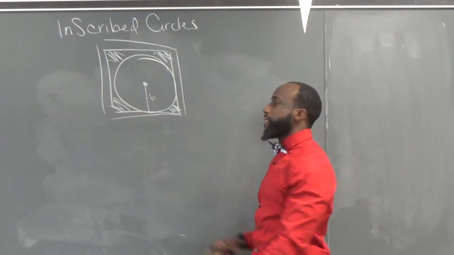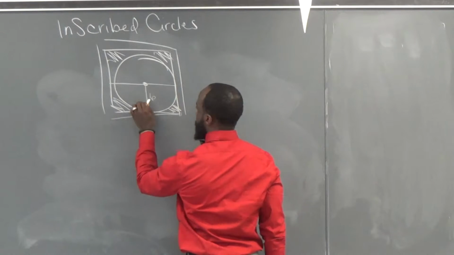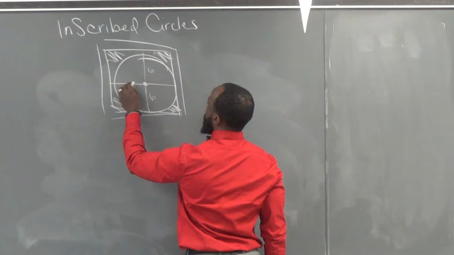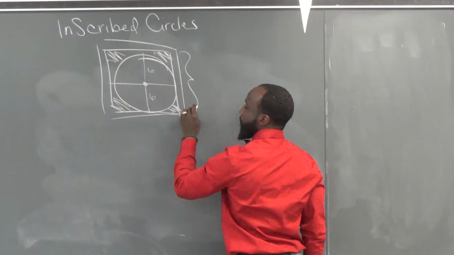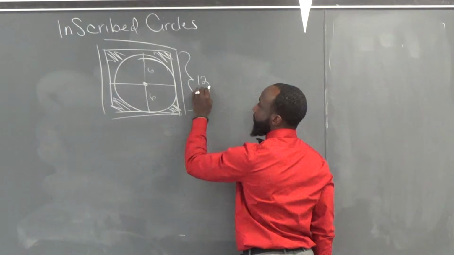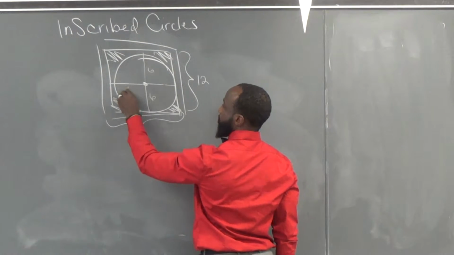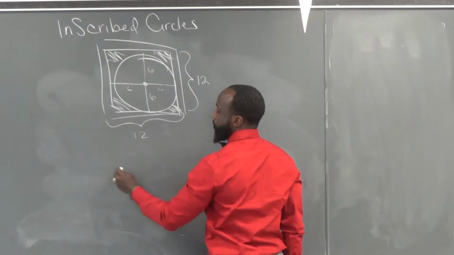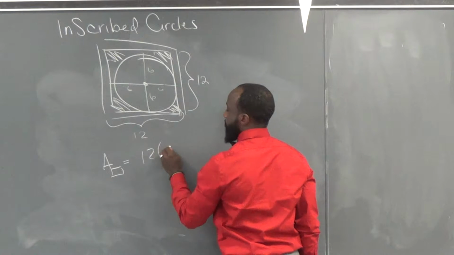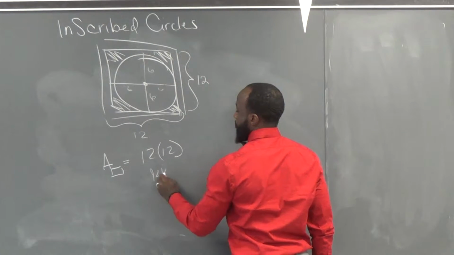If this radius is 6, that means that going this way is 6 and going this way is 6, and going this way is 6 and going this way is 6. All of the radiuses. So that means you will have your height, which will be 6 plus 6, 12, and you'll have your base, which is 6 plus 6, 12. So to find the area of our rectangle, we will have 12 times 12, which is 144.